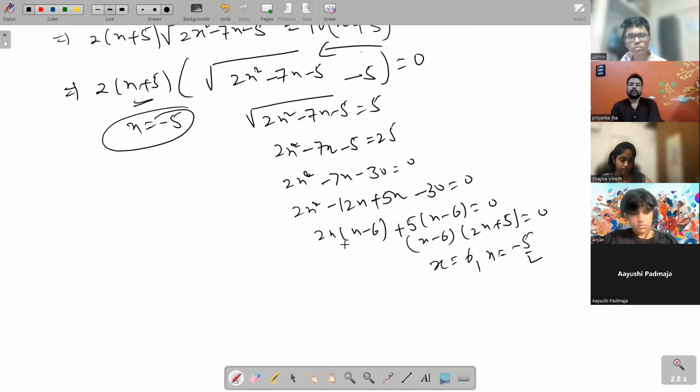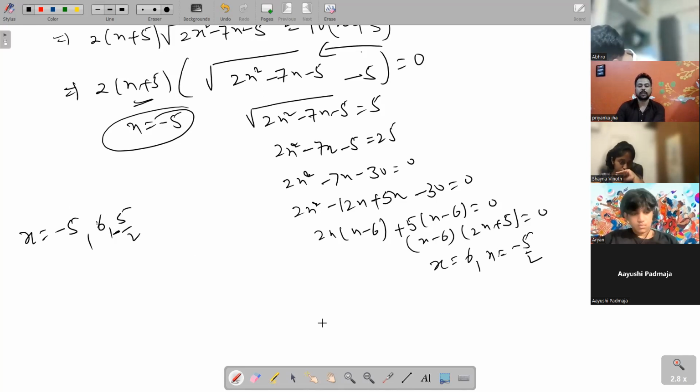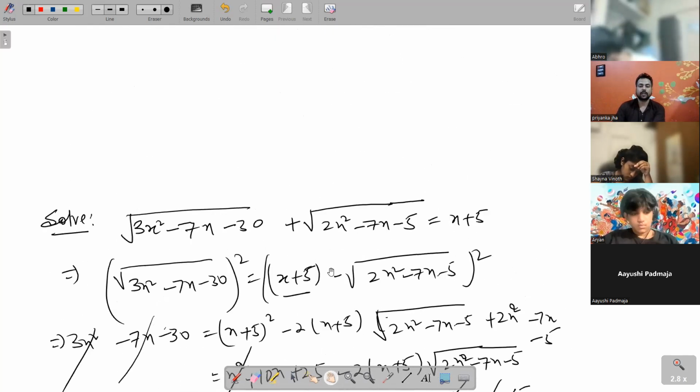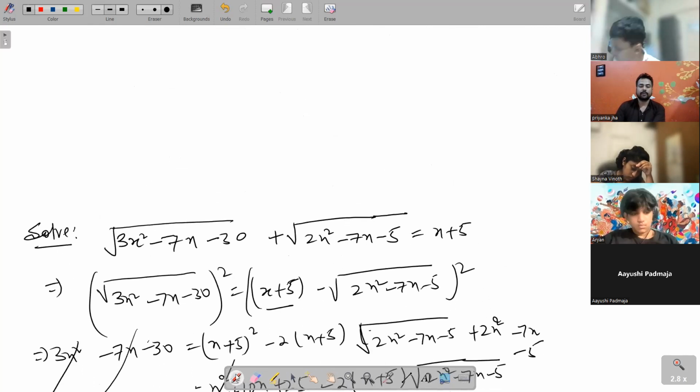See, we have done squaring and all, right? So when we square, we may get some extra value. So always, after squaring, whatever value of x you get, you have to cross check whether all the values of x satisfy the equation or not. So we got x equal to minus 5, 6 and minus 5 by 2. Just put in the main equation.